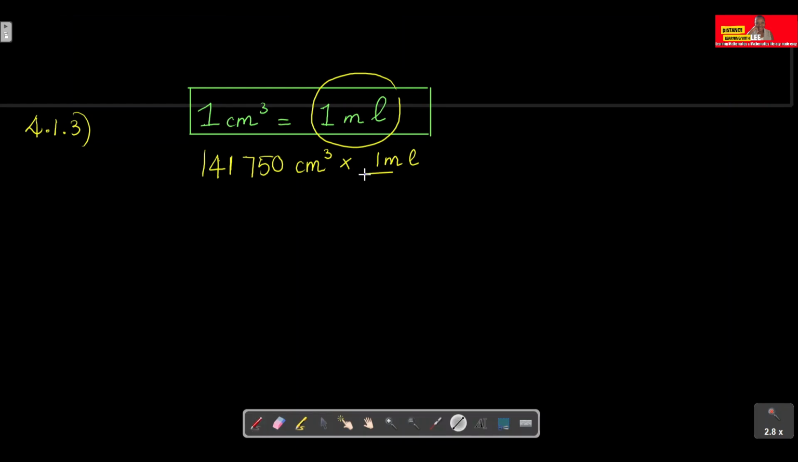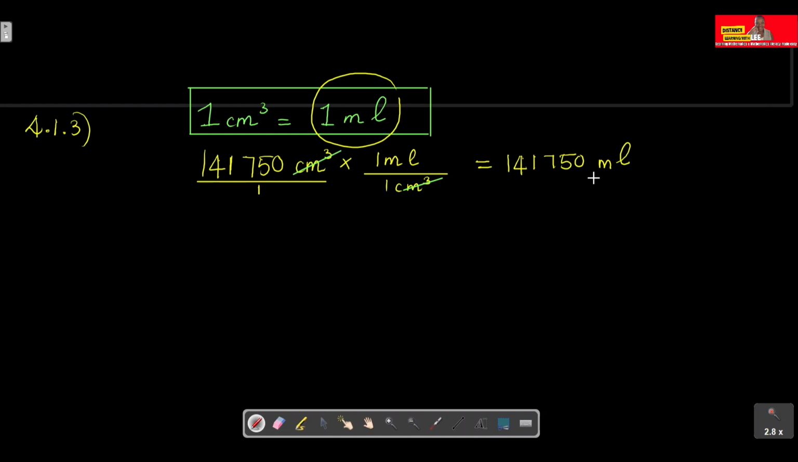we've got our units in centimeters cubed. Here you can already see that the centimeters cubed are cancelling. And if you punch this into a calculator, it's just going to stay the same, because it's just 141,750 multiplied by 1. So it's just going to be 141,750 milliliters. However, we are not done.